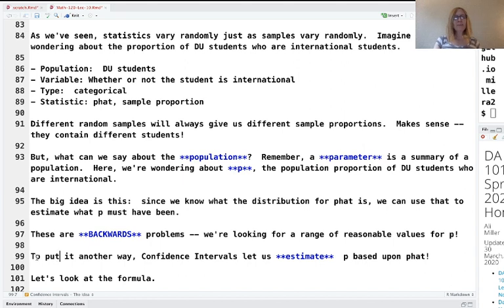I think maybe that's even the most important sentence of everything on this page. Confidence intervals let us estimate parameters based upon statistics. Here we're doing p hat and p. We'll do other examples too. Okay, let's take a look at some of the math behind this.